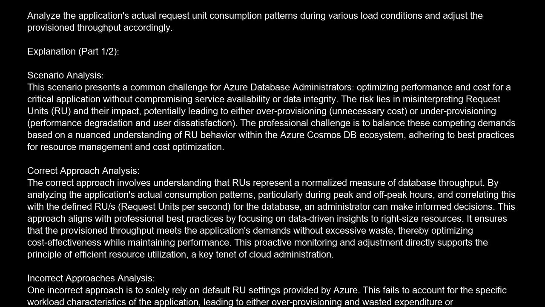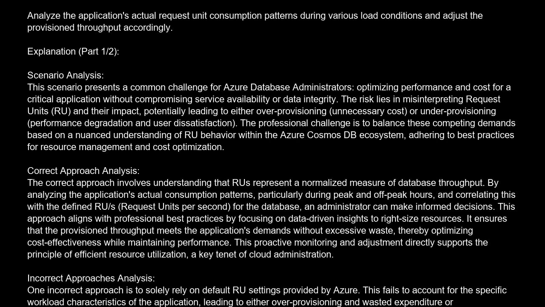Explanation. Scenario analysis. This scenario presents a common challenge for Azure Database Administrators: optimizing performance and cost for a critical application without compromising service availability or data integrity. The risk lies in misinterpreting request units, RU, and their impact, potentially leading to either over-provisioning, unnecessary cost, or under-provisioning, performance degradation, and user dissatisfaction. The professional challenge is to balance these competing demands based on a nuanced understanding of RU behavior within the Azure Cosmos DB ecosystem, adhering to best practices for resource management and cost optimization.